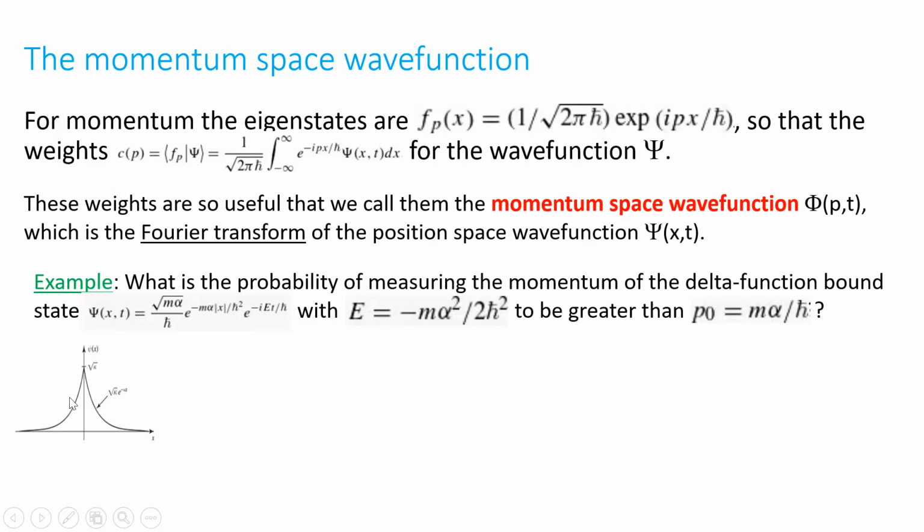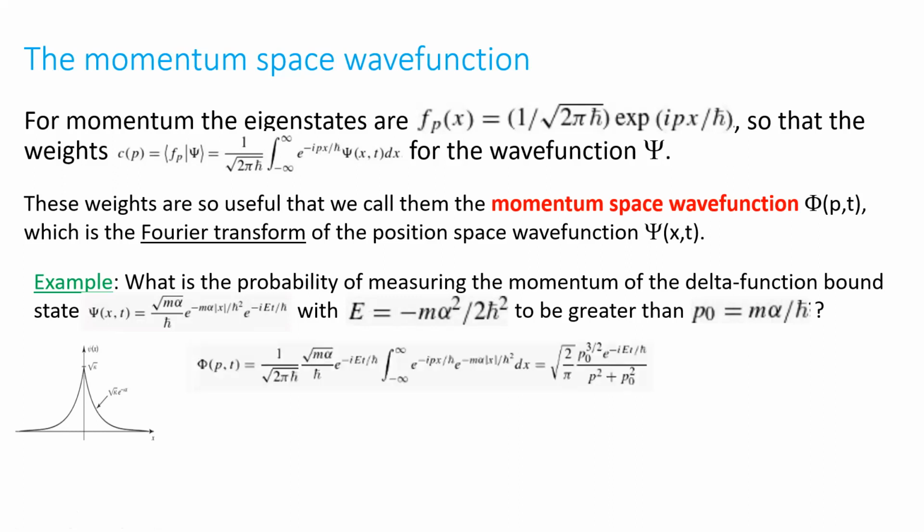But anyway, the wave function in position space is this cusp with the exponentials on both sides, which is represented here. But now we're not interested in the probability of given positions. We're interested in the probability of measuring a momentum to be greater than this quantity, m alpha over h bar. Okay, so how can we do that? Well, we can switch to the momentum space wave function.